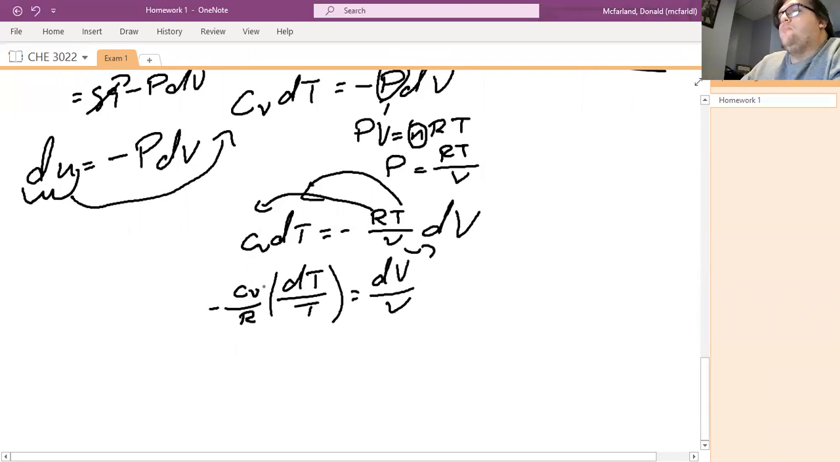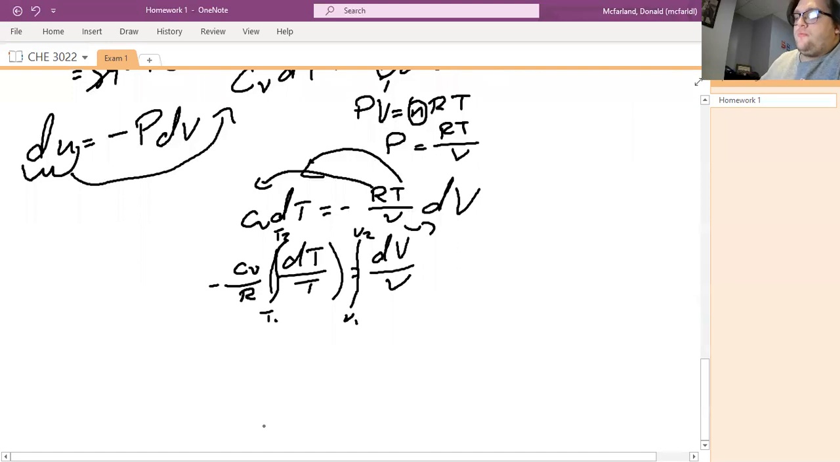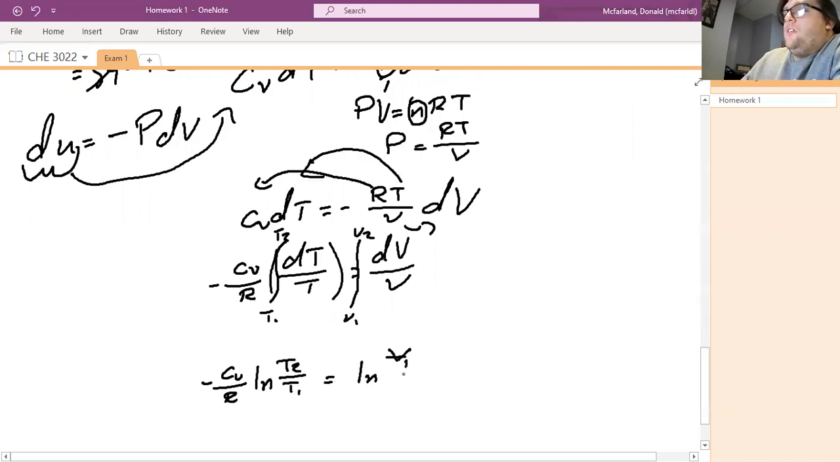Now, we'll get our good old friend the squiggly back in here, integrating from T1 to T2, and then the corresponding volume limits, V1, V2. So we're going to have negative CV over R times the natural log of T2 over T1, which is going to be equal to the natural log of V1 over V2.